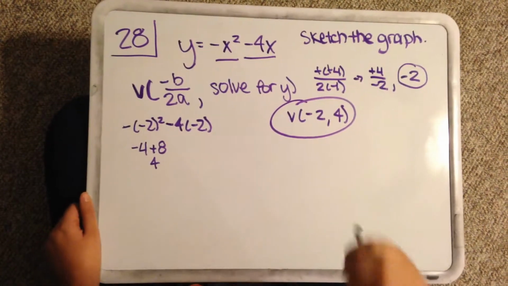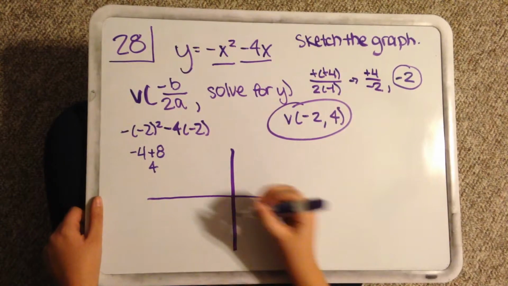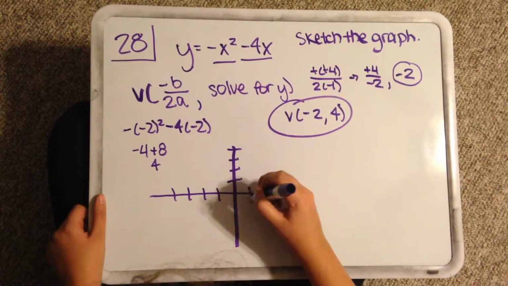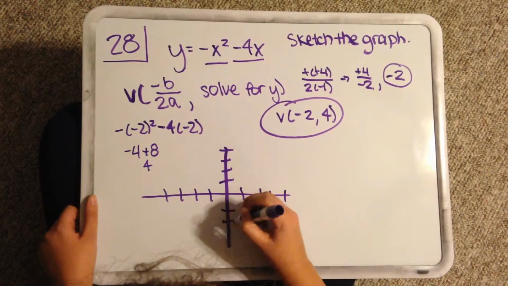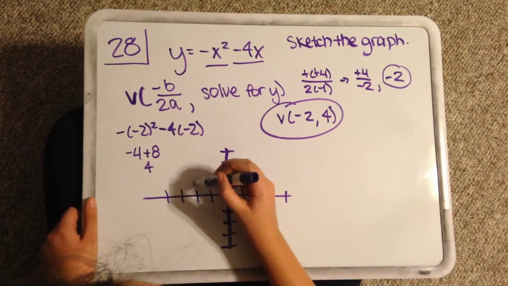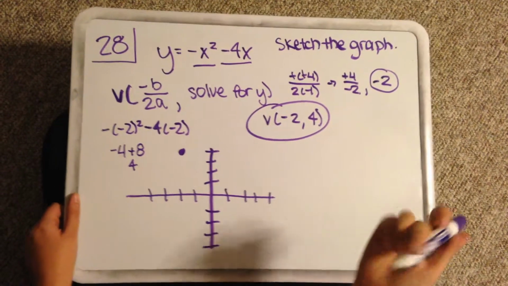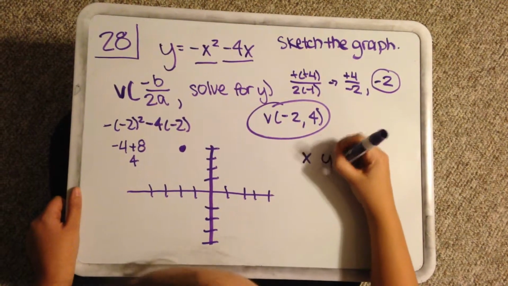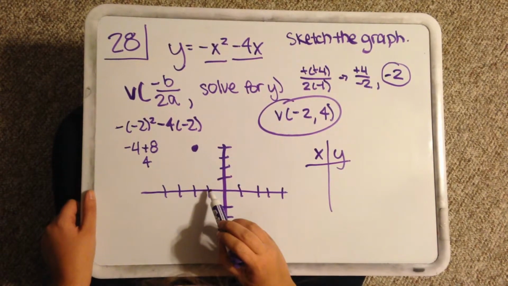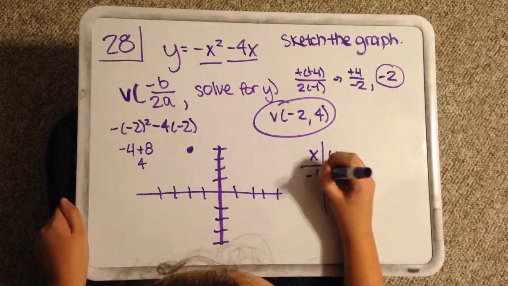And then from there, you can go ahead and start sketching out a rough graph, counting 1, 2, 3, 4 in each direction, and go negative 1, negative 2, 1, 2, 3, 4, and plot your vertex. And then from there, make an x, y table. And you want to go to the right one x value and to the left one x value. So to the right one is negative 1.